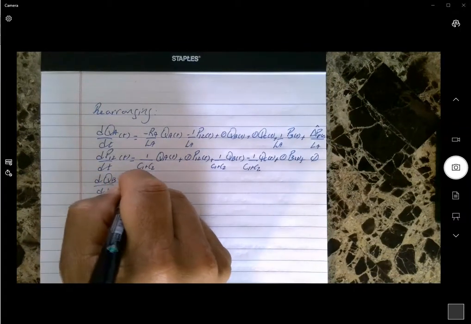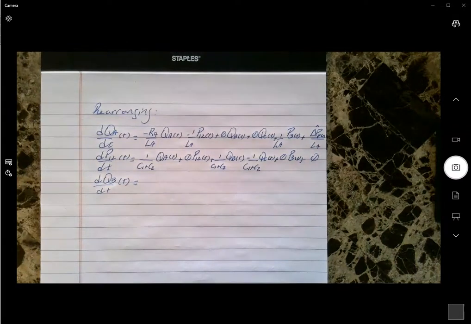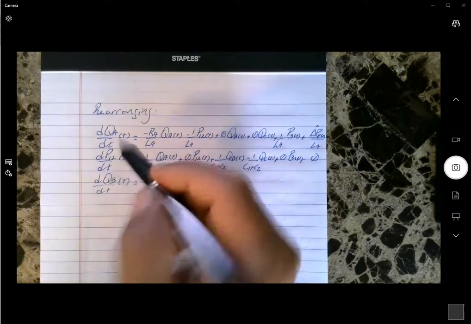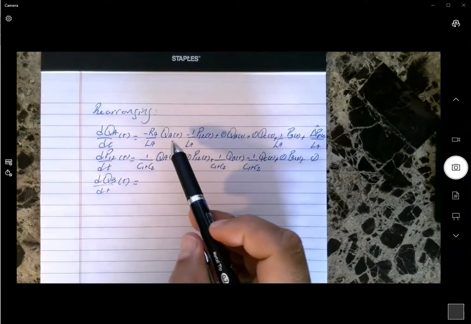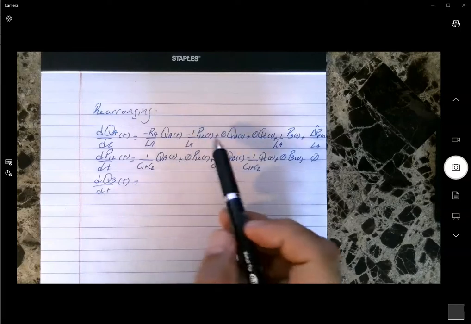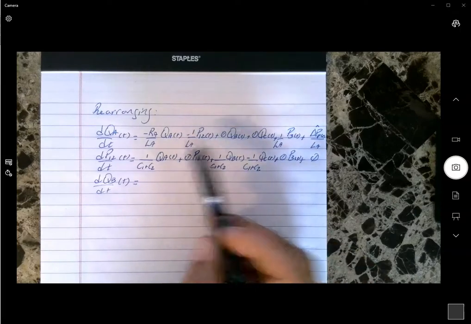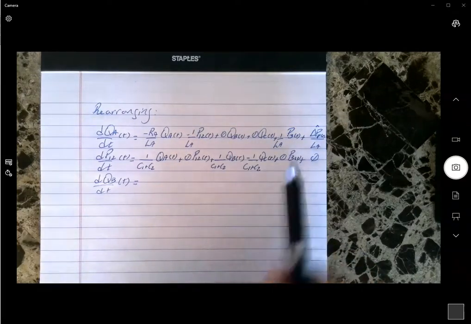Equation 3, we have dQB dt. So basically notice that I'm just taking the set of equations that I had before and reorganizing it, rewriting each of the equations by isolating the derivative on the left-hand side and organizing it as coefficients that multiply each of the dependent variables in that order, QA, P12, QB, QC, and P3.